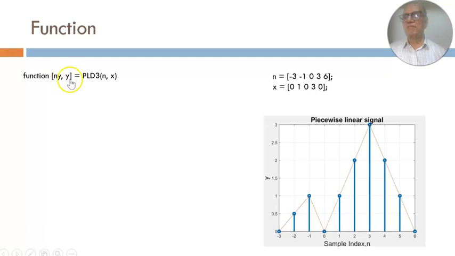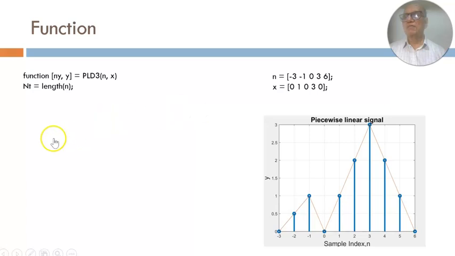So function nyy, these are the output variables. So this is the output sample index, and this is the output sample value. These are arrays, of course. And then we say piecewise linear discrete 3. I have written 3 only because while I was developing this function, I went through 1 or 2 iterations, so it ended with 3. It doesn't matter, whatever you call it. Then the input arrays are n and x. These are the input arrays which are written here.